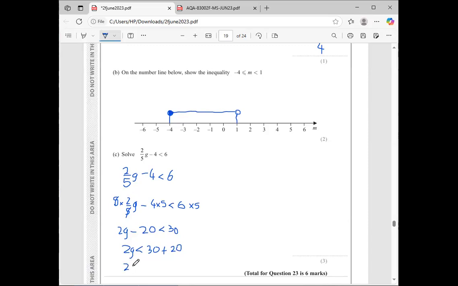Now, did you notice something? Did you notice that the sign didn't change? I told you that for inequalities, the unique thing about them is that signs can flip, isn't it? So less than can become greater than.